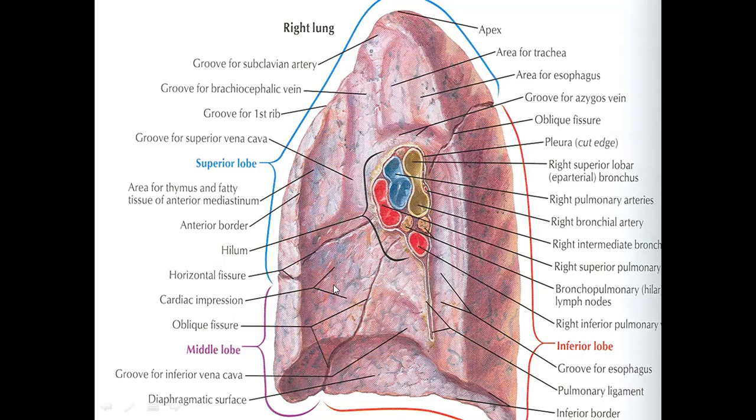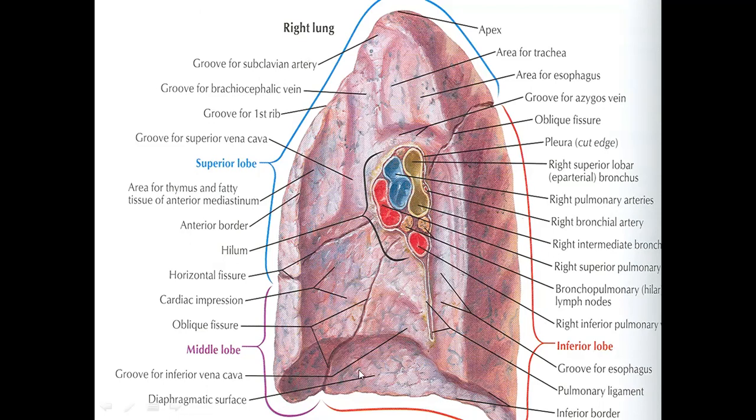Now due to these two fissures, the right lung is divided into three lobes. So this is the upper lobe or superior lobe. You can see here this is the middle lobe like this, and this is the inferior lobe. The reddish color is the inferior lobe. So for the right lung, there are two fissures and three lobes. These are the structures in the root, okay? And these are the various structures creating impressions on the mediastinal surface of the lung.